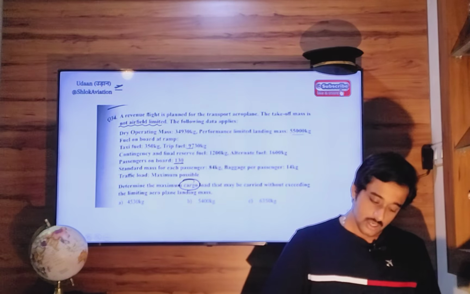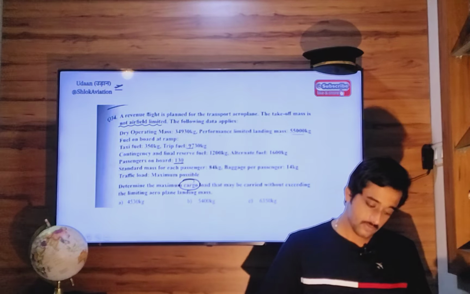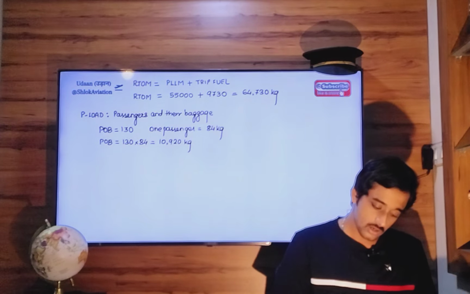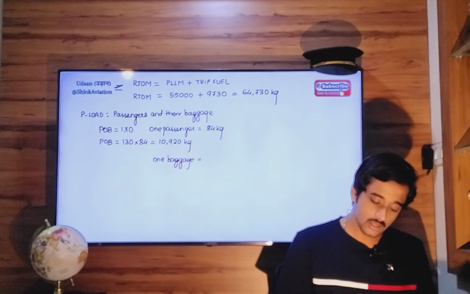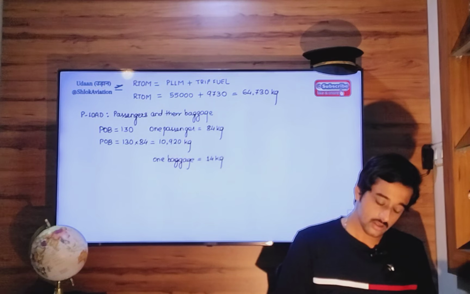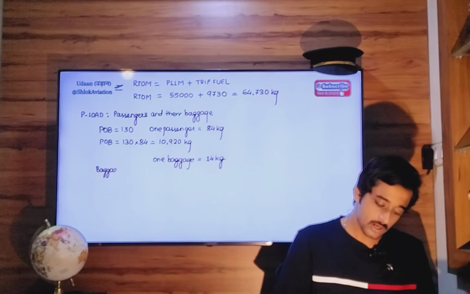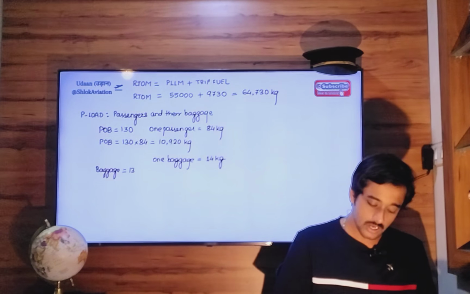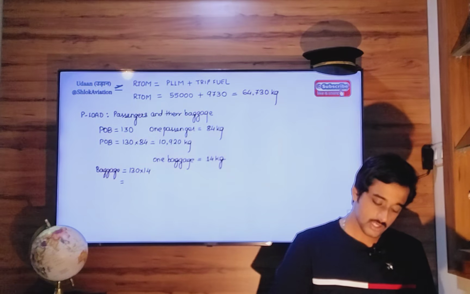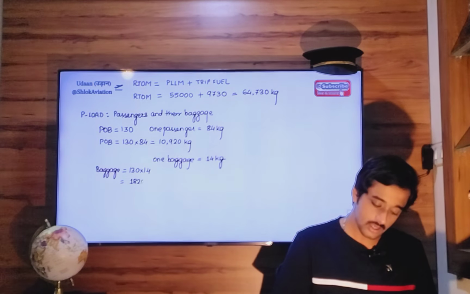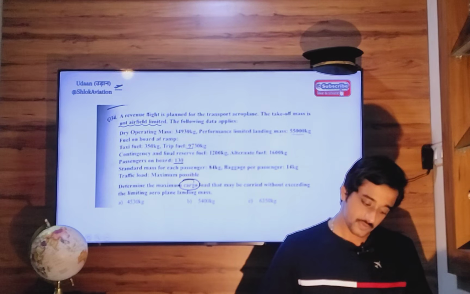Next, standard mass. Baggage per passenger 14 kg. So one baggage is 14 kg. So the total baggage weight will be equal to 130 into 14, which is 1,820 kg. Okay, 1,820 kg.